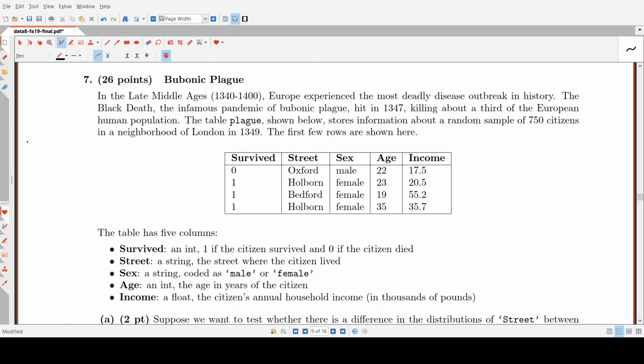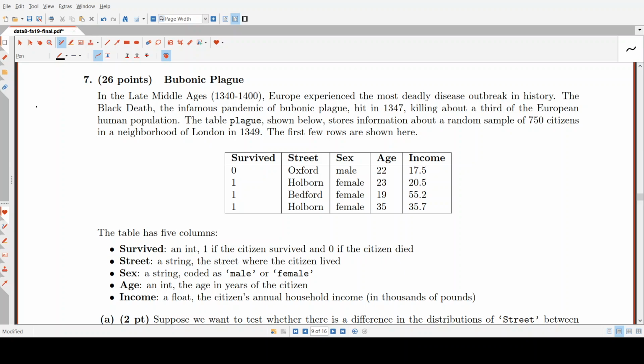Question 7. The bubonic plague. In the late Middle Ages, Europe experienced the most deadly disease outbreak in history. The Black Death, the infamous pandemic of the bubonic plague, hit in 1347, killing about a third of the European population. The table Plague stores information about a random sample of 750 citizens in a neighborhood of London in 1349.